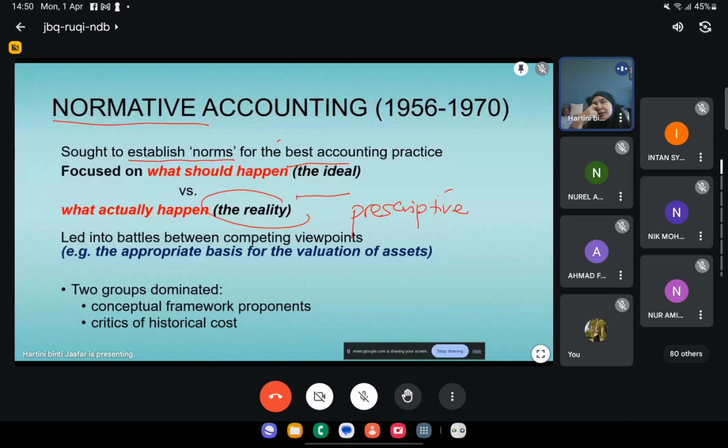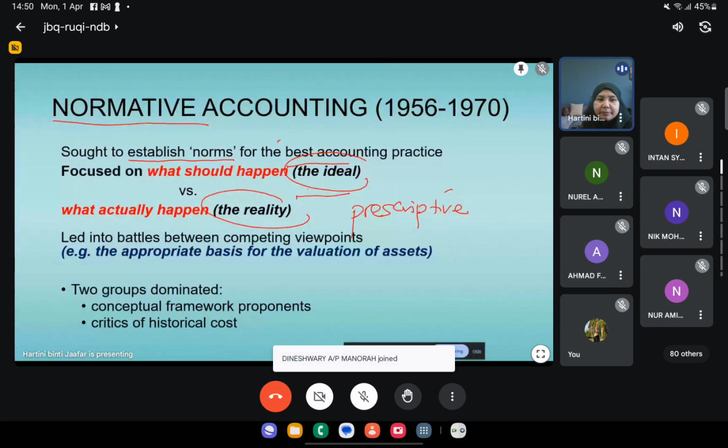Okay, so it is seen as a more prescriptive activity. They prescribe what to do. What are the things that a company has to disclose in their annual report, because they think that these are the information that the shareholders would like to see. Okay, so the ideal. And because of that, a lot of initiatives have been done in order to better improve the accounting practice.